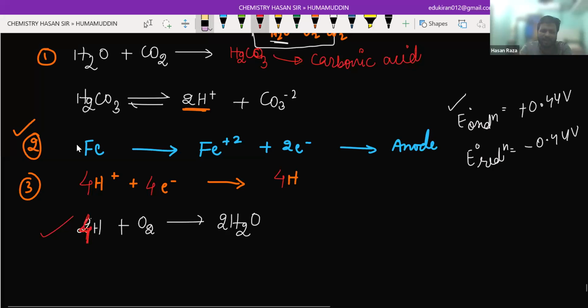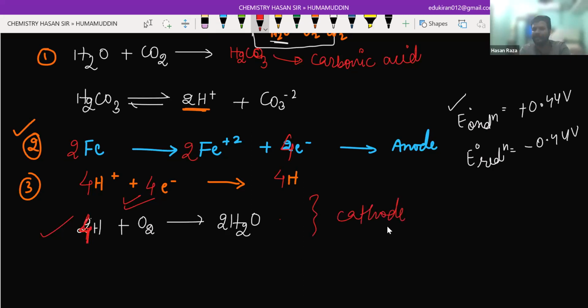So basically it is just balancing. If you multiply it by 2, it will now be 4. Are you getting my point? Yes or no? Yes, sir. Now you can see that this 4 hydrogen and O2 give you H2O. Basically it gained 4 electrons, then it becomes this. So this process is at the cathode, because reduction is taking place.